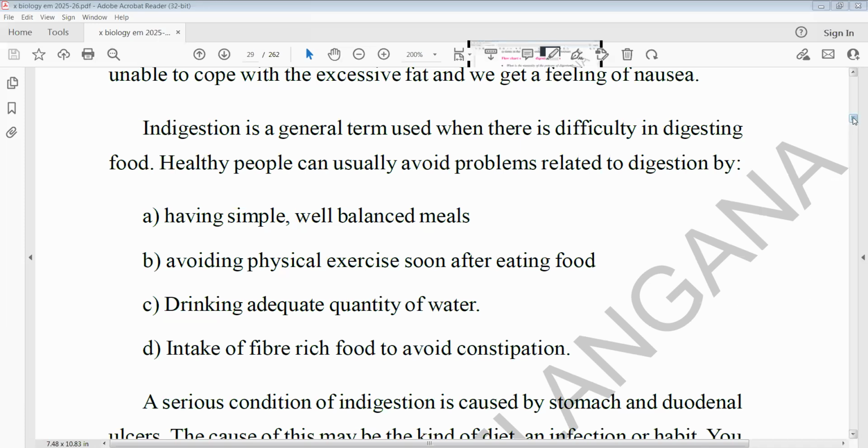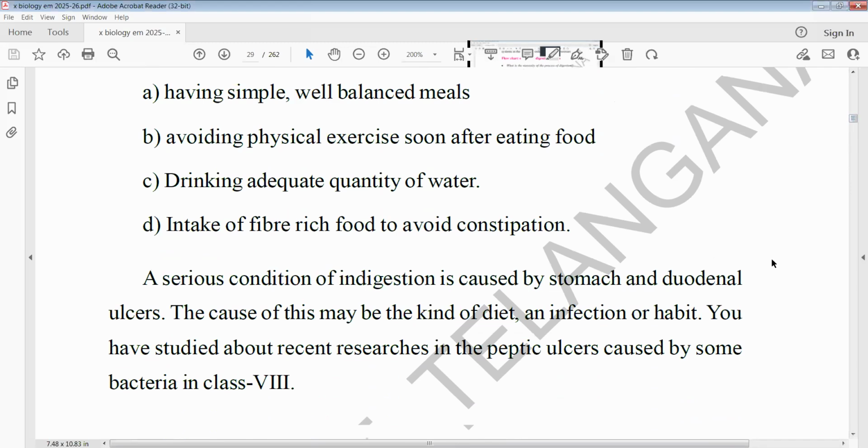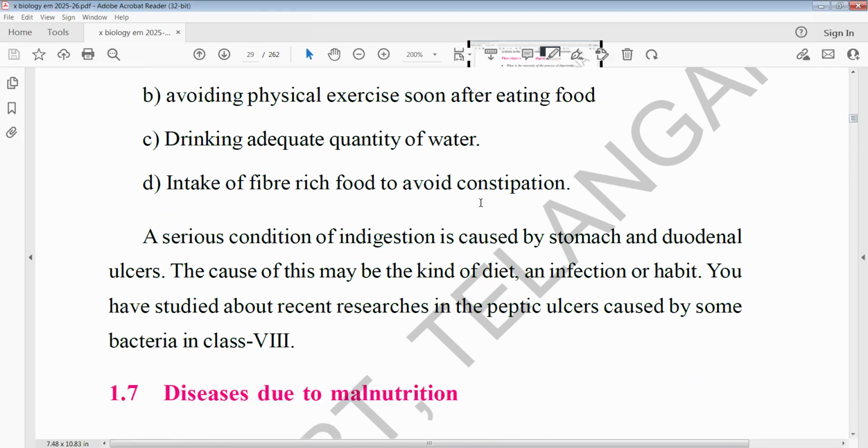So sometimes many problems are caused if the food is not healthy. Indigestion, stomach ache, and stomach ulcers result. This is mainly peptic ulcers. When you take acidic food materials, peptic ulcers arise. And when bacteria are excessive in our stomach, sometimes it causes ulcers and acidity also.